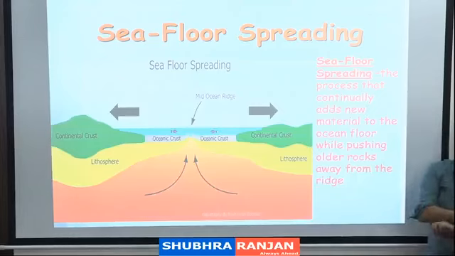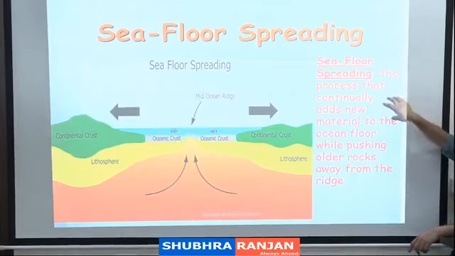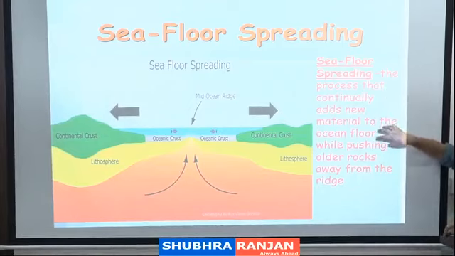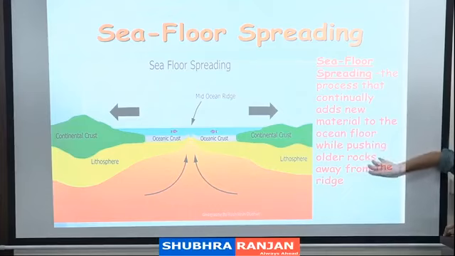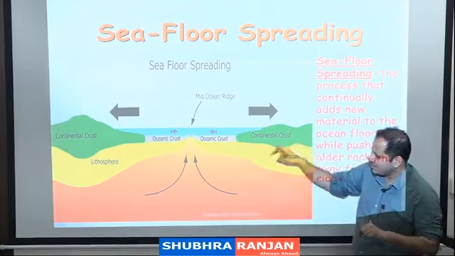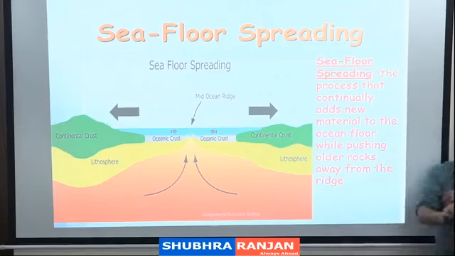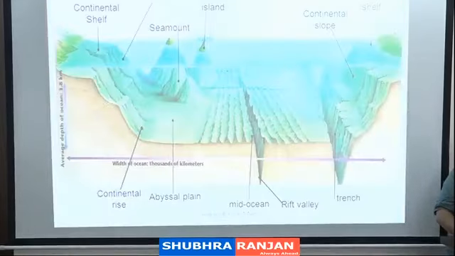So this is the seafloor spreading. It is a process that continually adds material to the ocean floor while pushing the older rocks away from the ridge. So what is happening here? Oceanic crust and the continental crust, and this is a mid-oceanic ridge. Why this theory? Because this is what the ocean floor is in reality.